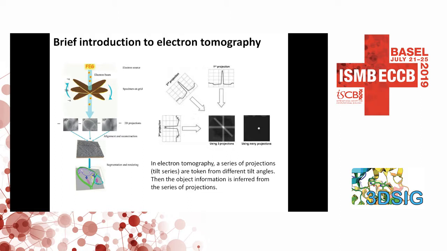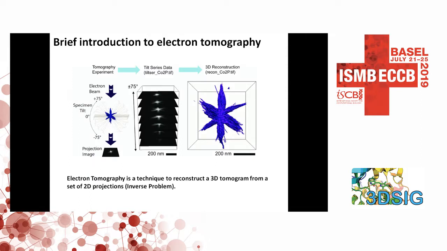For electron tomography, we need three steps. First, we take a sample, rotate it, and get a series of different projections with different tilt angles. Then we combine the information of the different projections and get a 3D structure. This is the workflow. It is indeed an inverse problem.